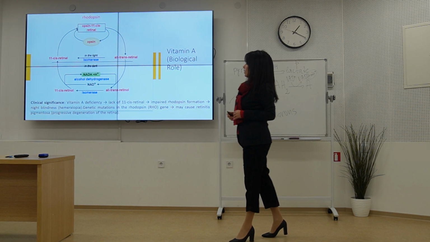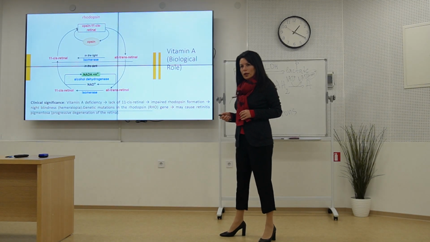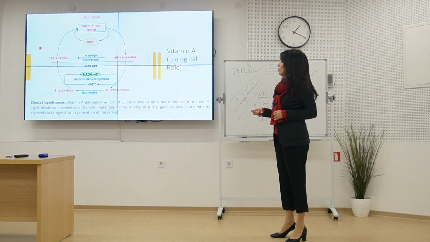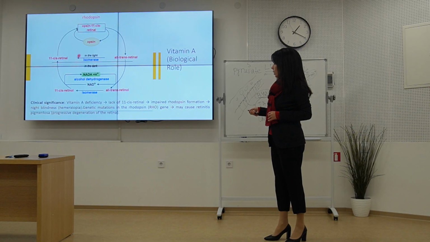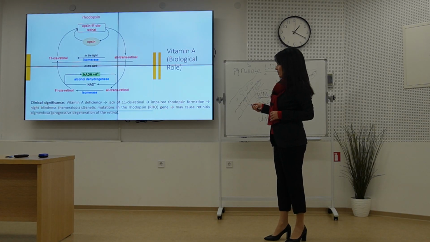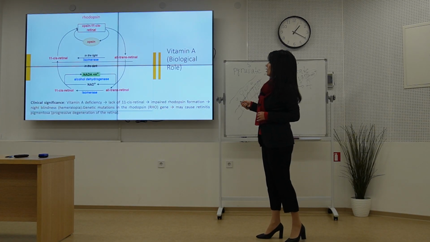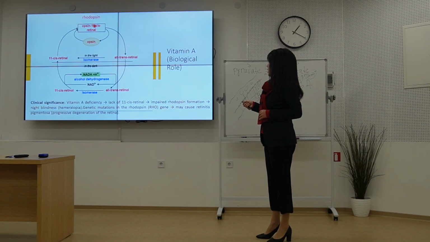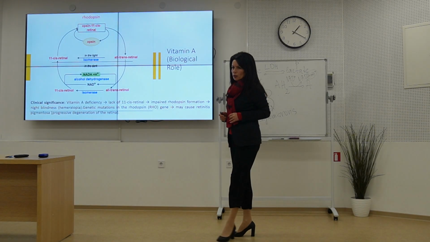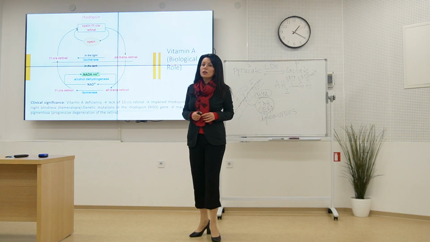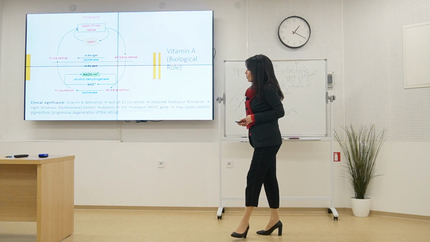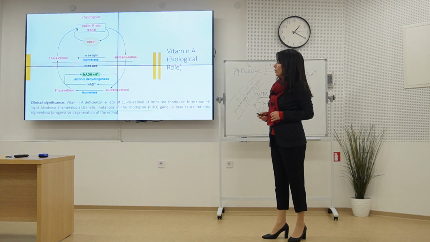The clinical significance is that deficiency of vitamin A leads to lack of 11-cis-retinal, this compound, impaired rhodopsin formation, and night blindness. Genetic mutation in a rhodopsin gene may cause one very severe disease, which is called retinitis pigmentosa, which means progressive degeneration of the retina.